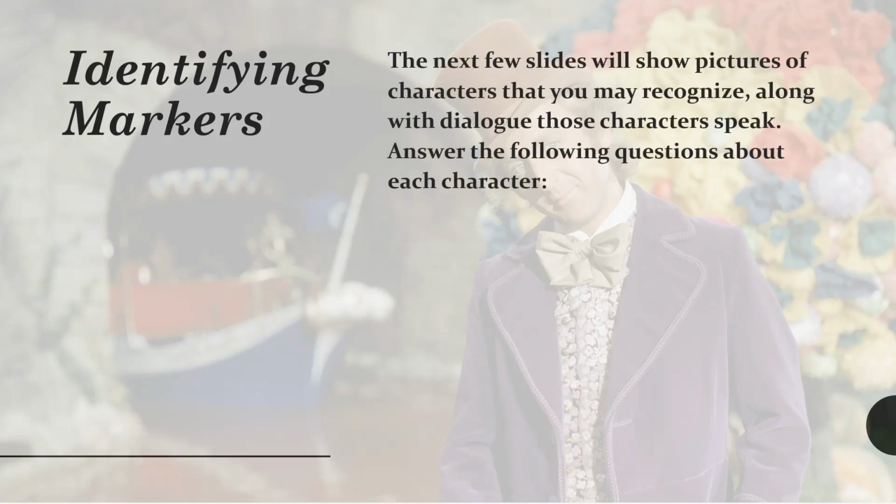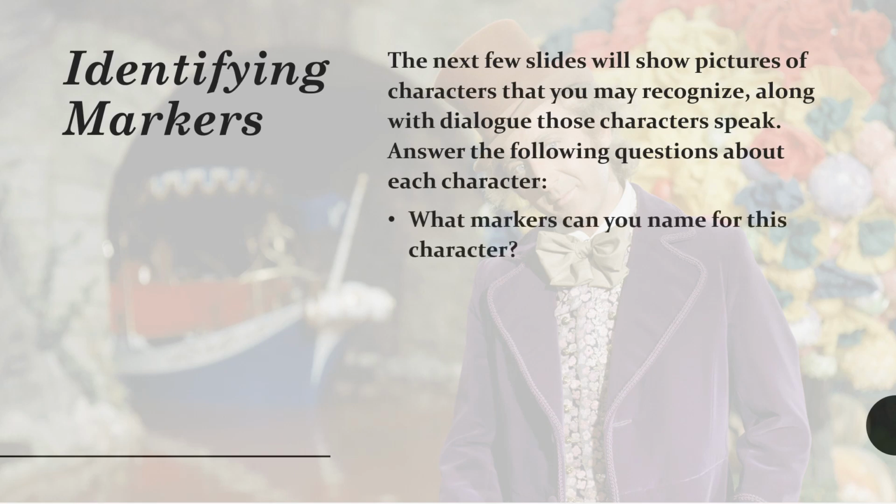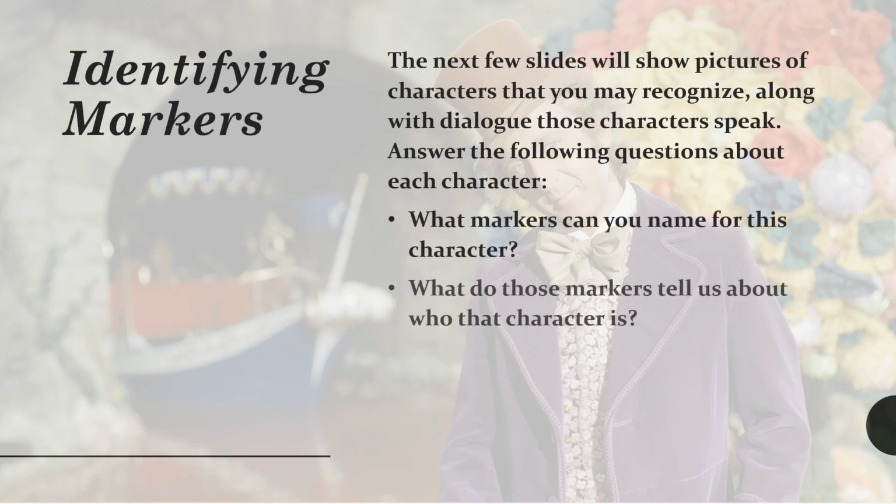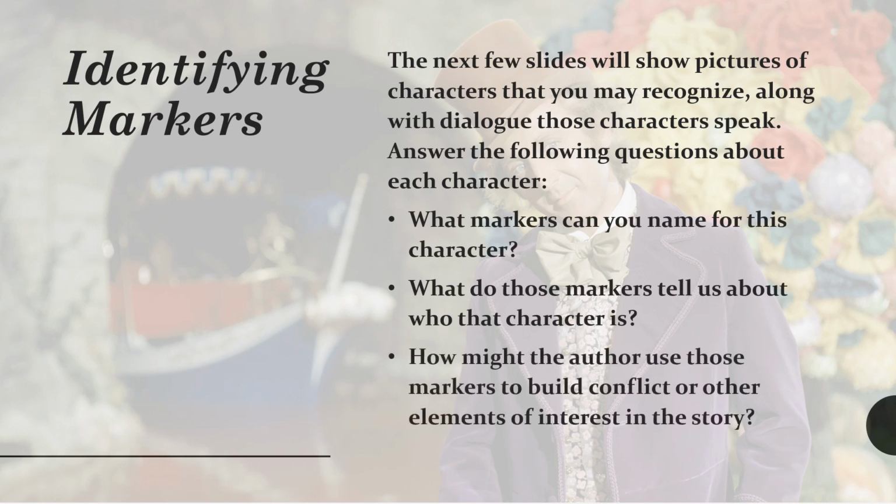So how do we identify markers? Let's try that. Let's practice that. The next few slides, we're going to show pictures of characters that you probably recognize and dialogue that those characters speak. So you can answer these following questions. What markers can you name for this character? What do those markers tell us about who that character is, who they are as a person on the inside? How might the author use those markers to build conflict or other elements of interest in the story? That's the most important part. How does this class difference serve the story?